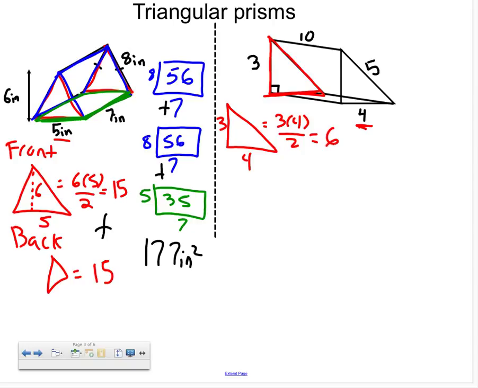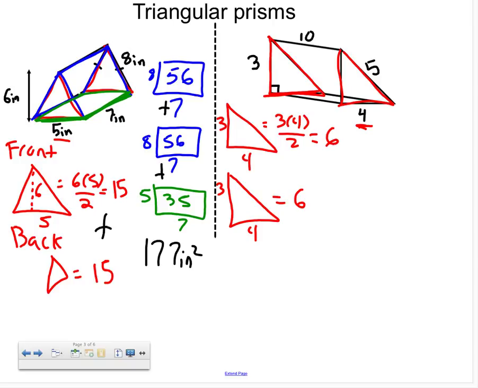And this back triangle, again, is the exact same as the front. So it is 3 by 4, which is also 6. So again, the two triangle pieces, always going to be the same. I don't label the diagonal because I don't need it. But let's look at the rectangular pieces now. Let's look at the left, right, and bottom.